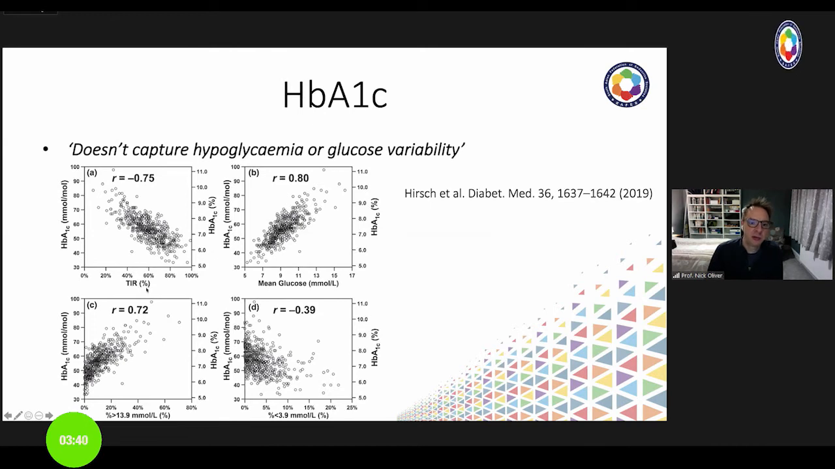it shows the relationship between HbA1c and time in range, between HbA1c and mean glucose, HbA1c and time above range, and HbA1c and time below range. And you can see that there's very close associations between HbA1c and time in range, mean glucose, and time above range, with a weaker association with hypoglycemia.